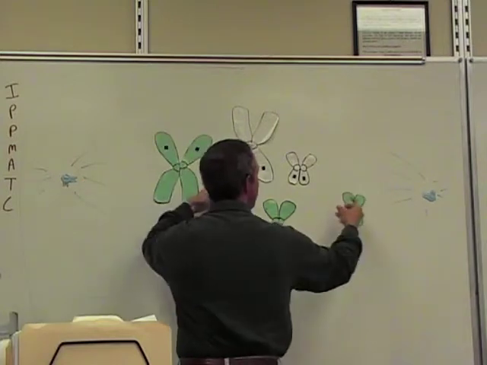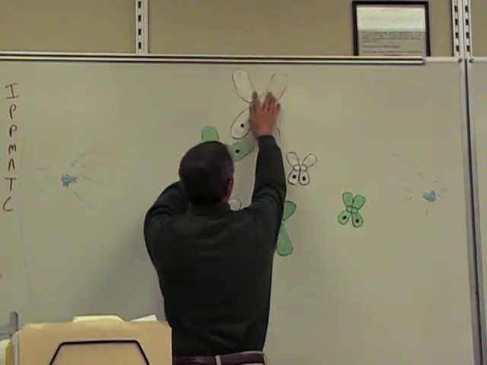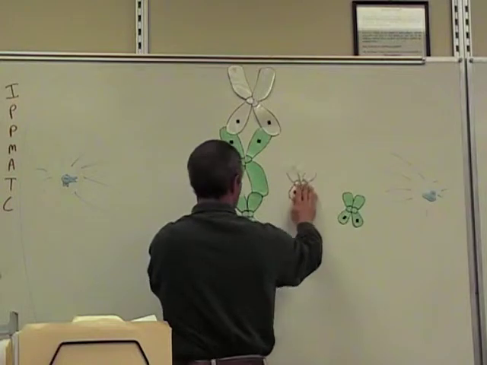Now these things attach to the spindle fibers and wiggle their way along the spindle fibers and line up in the middle. That's metaphase.